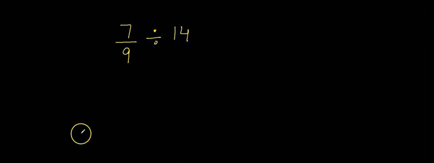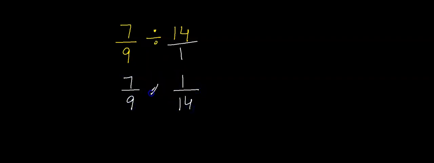Now let's try another example. If we have 7/9 divided by 14. As I've already mentioned, since 14 is a whole number, we can simply write down 1 under it as a denominator. And then, of course, we have to flip the second fraction, which is 14 over 1. That gives us 1 over 14, and then write down division as a multiplication.